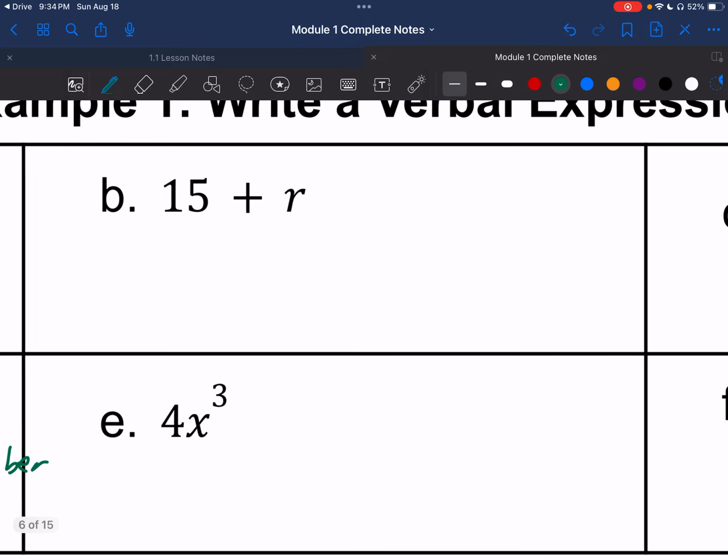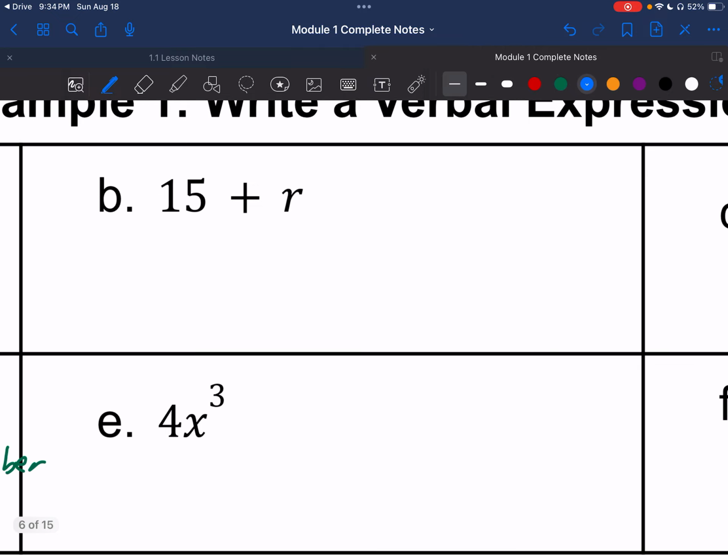Okay. Letter B. We've got a whole bunch of different ways to say we are adding. I'm going to choose to say the sum of 15 and r. You could say 15 plus r, the total of 15 and r. Those are all options that you could use. This is the one that I chose for this.